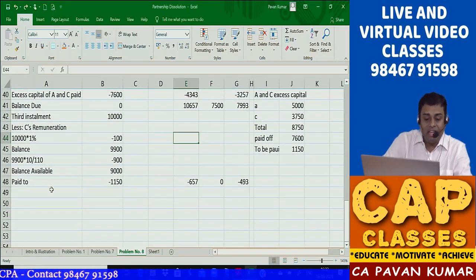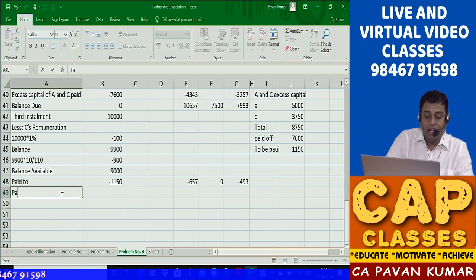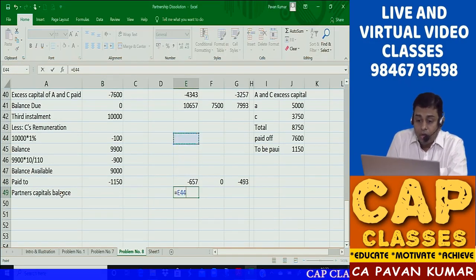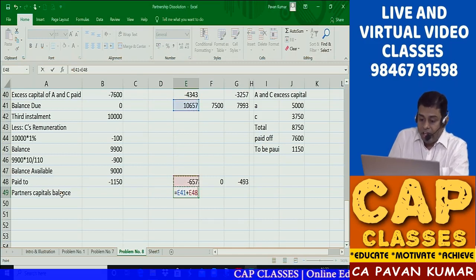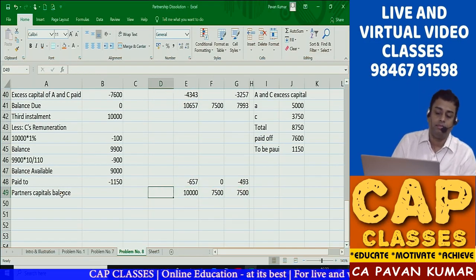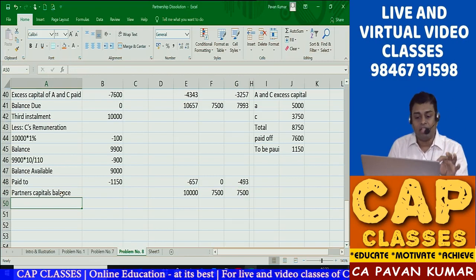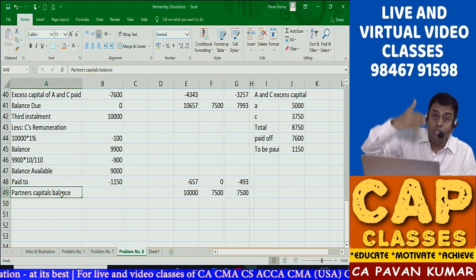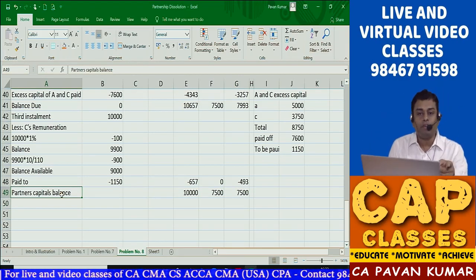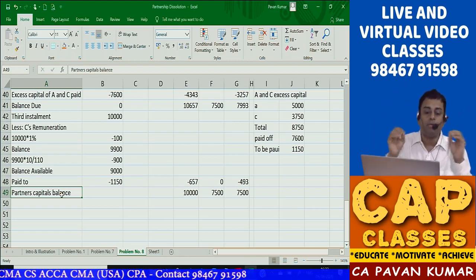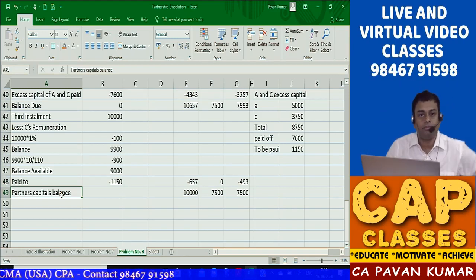Now try to understand here, what is the balance partner capital? Partners' capital balance. Out of 10,657, you paid 657 to him. So here 7,500, here 7,500. Now my dear friends, try to understand. You brought capitals into the profit sharing ratio. What is the profit sharing ratio? 4:3:3, given in the problem. Now see, exactly 4:3:3 came. Now onwards, whatever money is available, 4:3:3.